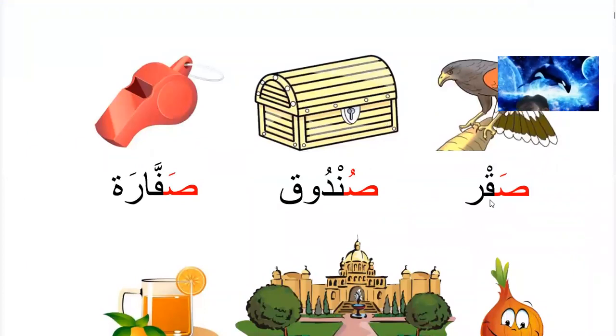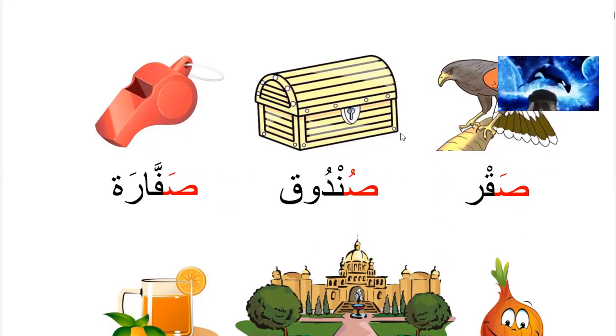Sucker. Which means falcon. Do you know what a falcon is? It's a type of bird, a small eagle. You can say a type of eagle.